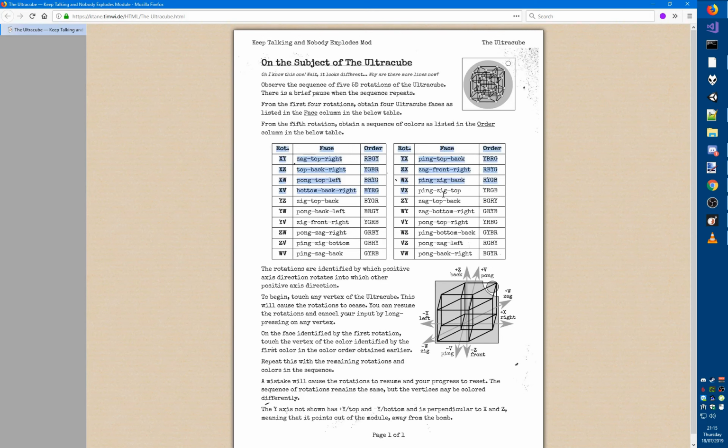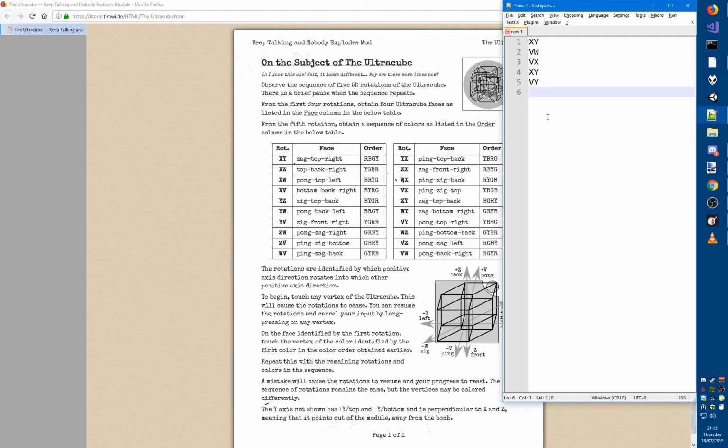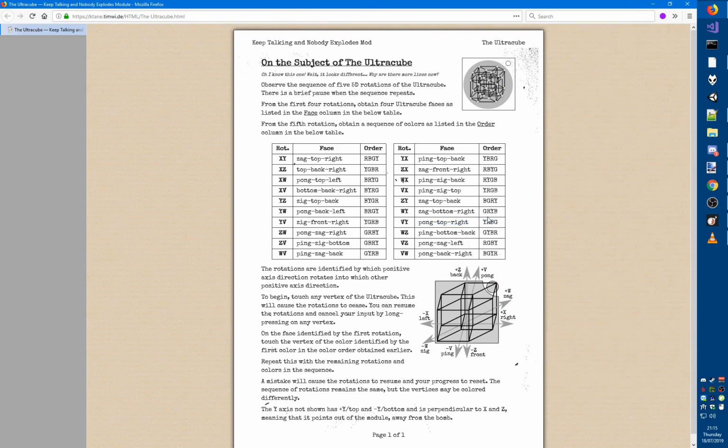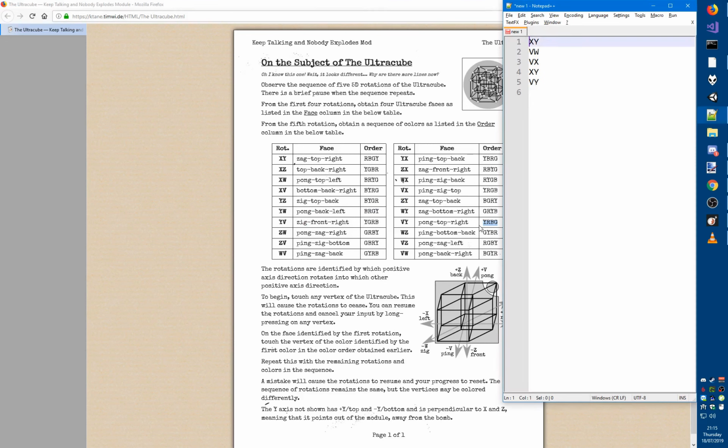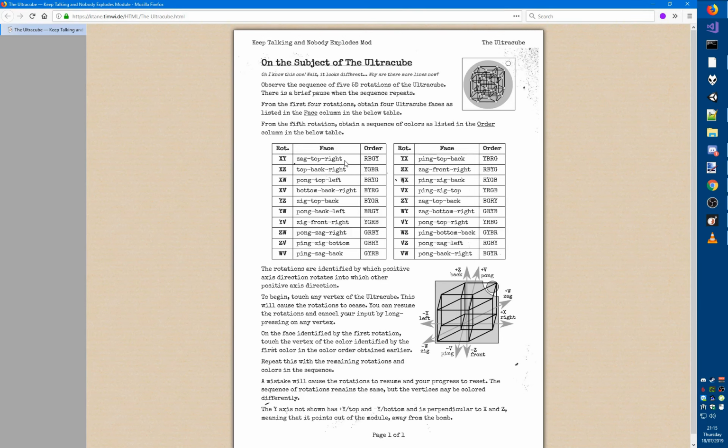And that's where this big table comes in, which we haven't used yet. So the first thing that we're going to do is look up the 5th rotation in that table, vy, that's this one here, and we're going to use the second column, the order column. These letters actually stand for colors, so this is yellow, red, blue, green, and we're going to associate them in order with the other 4 rotations. And then we're going to look up the face information for the other rotations.